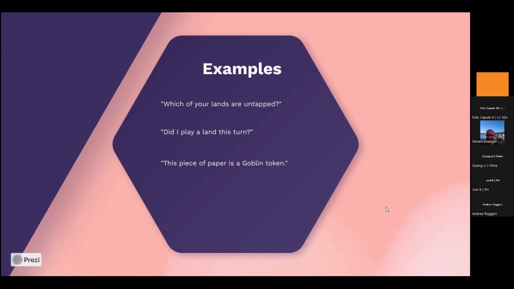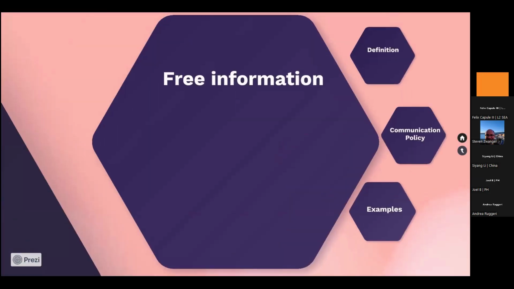Did I play a land this turn? Well, maybe I forgot, but if you were tracking whether I played a land, then you have to answer that question truthfully. You're not allowed to remain silent. This piece of paper is a goblin token. This is what I'm using to represent the goblin token. So that is all examples of free information, and all these statements must be truthful and complete.